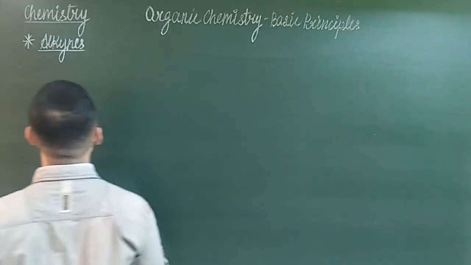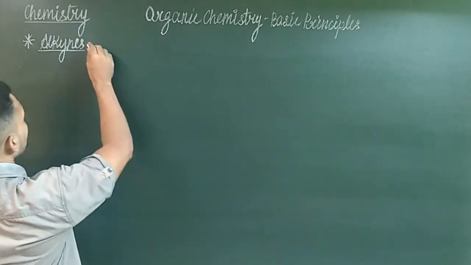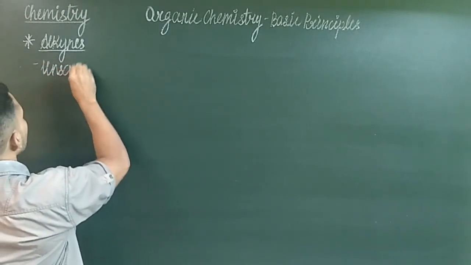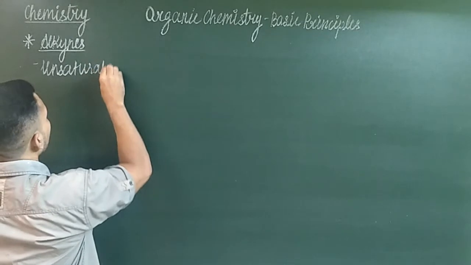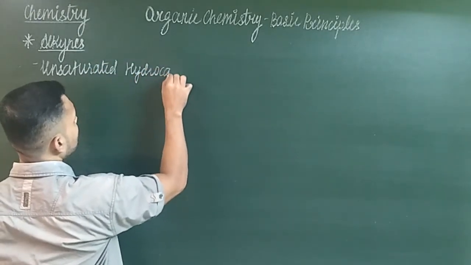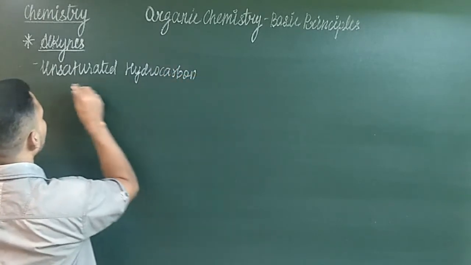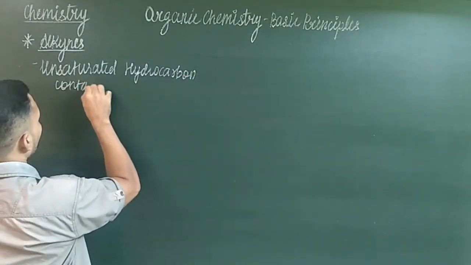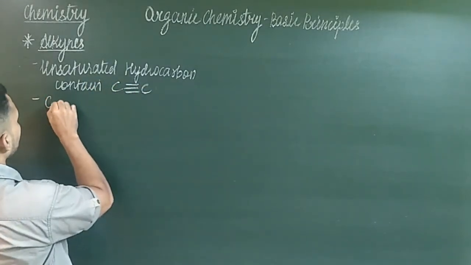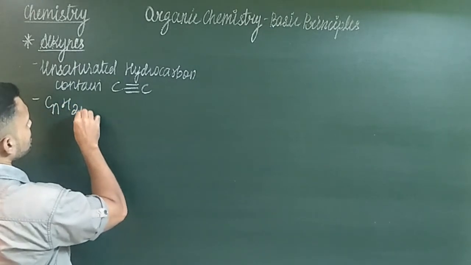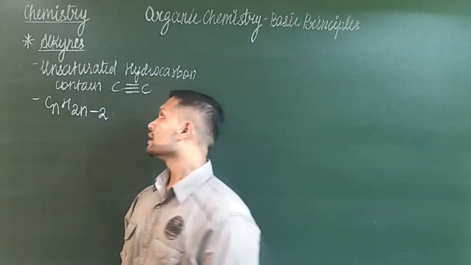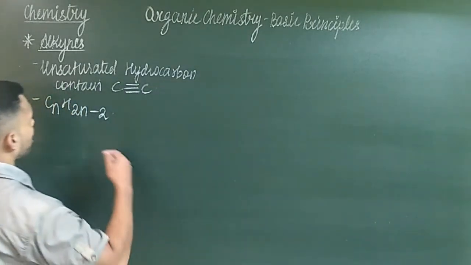So first of all, alkynes. Let's look at the definition. These are unsaturated hydrocarbons containing a carbon-carbon triple bond. You already know this. The general formula, which is also very important, is CnH2n-2 for alkynes. Then in IUPAC naming, how are we going to write it?